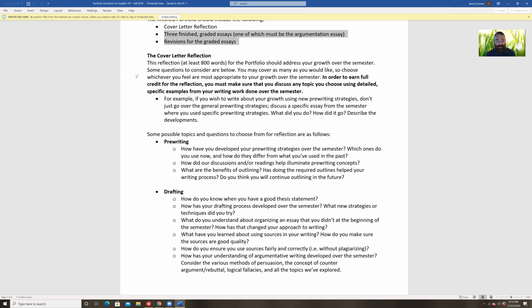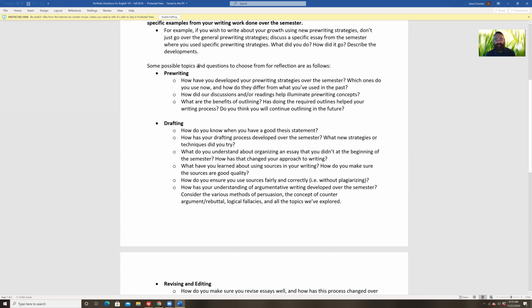Then you've got your body paragraphs. And for your body paragraphs, we've got a lot of ideas. But basically, each body paragraph should discuss some element of writing where you've improved. Okay, so maybe it's in the area of pre-writing. Maybe pre-writing was something you've never done before this class.